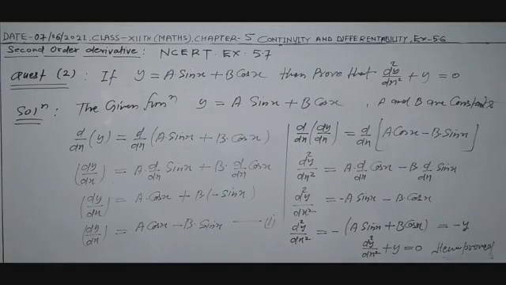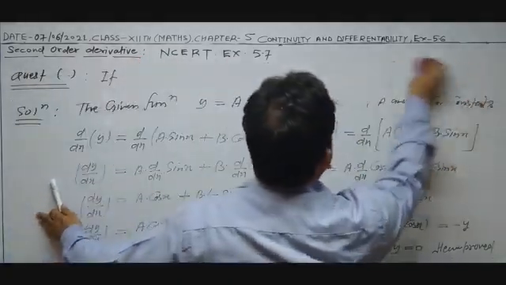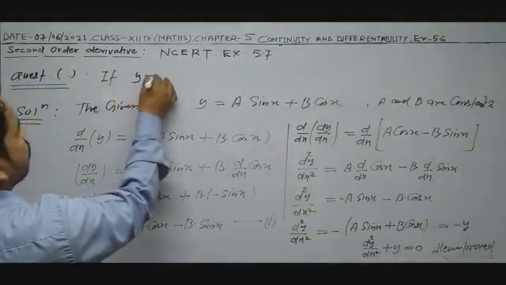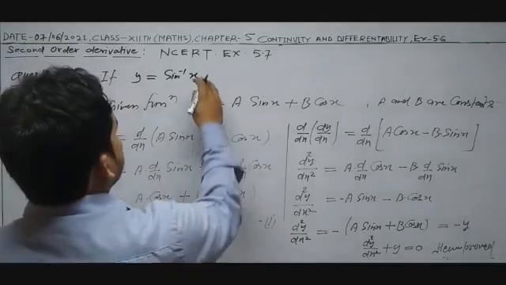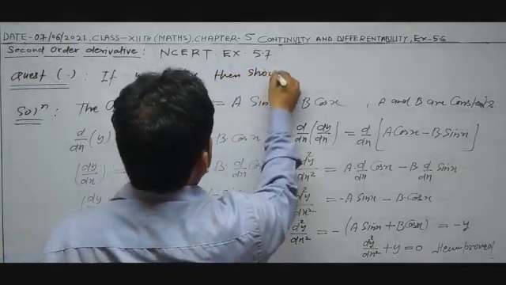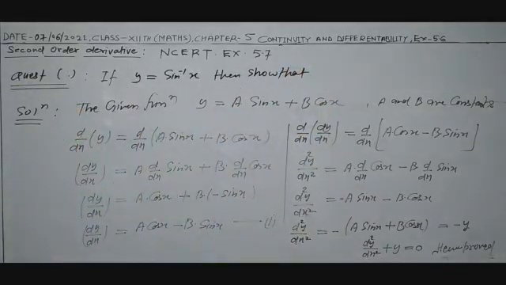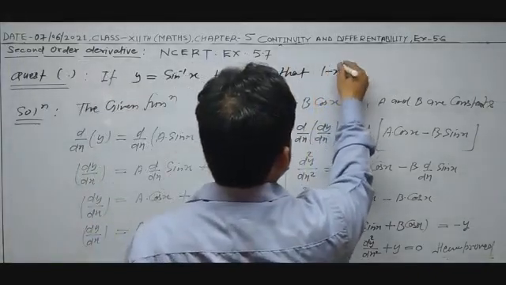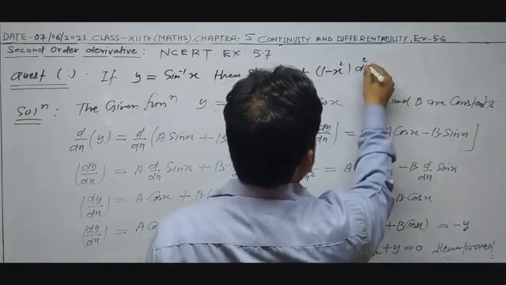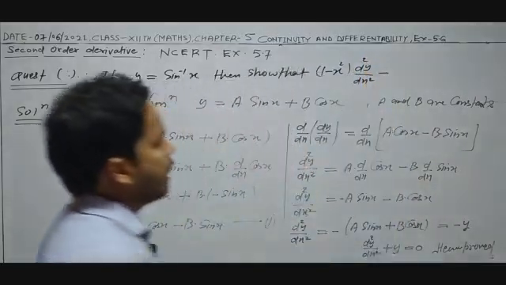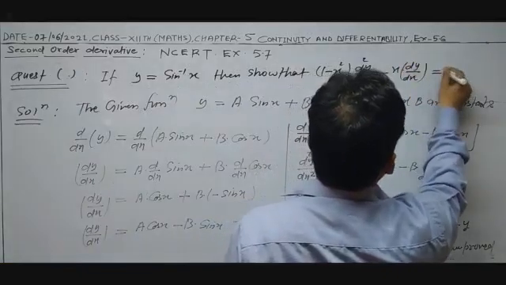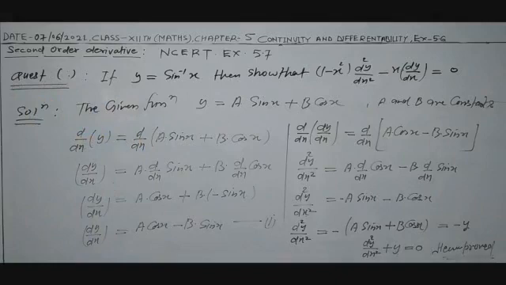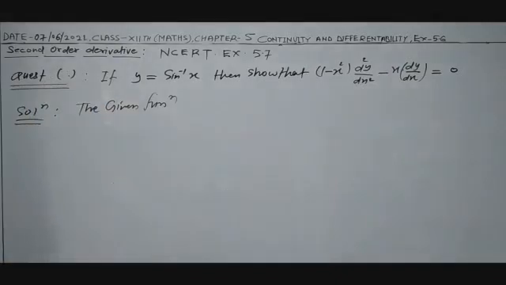Now come to question number 3. The question number 3 is: if y is equal to sin inverse x, then show that 1 minus x square d2y by dx2 minus x dy by dx is equal to 0. This is our proof.